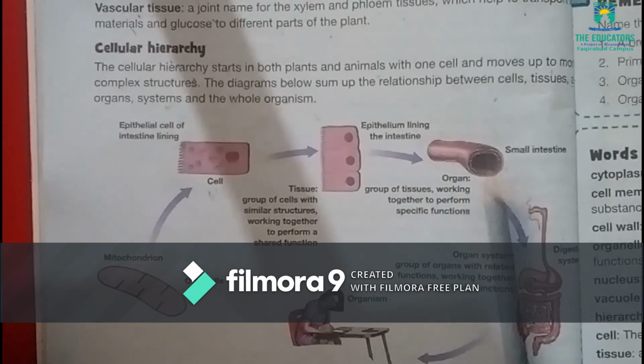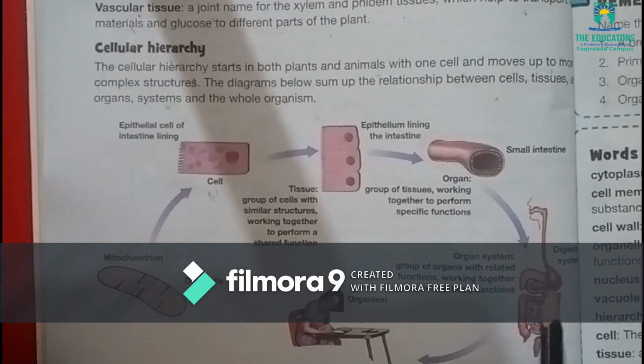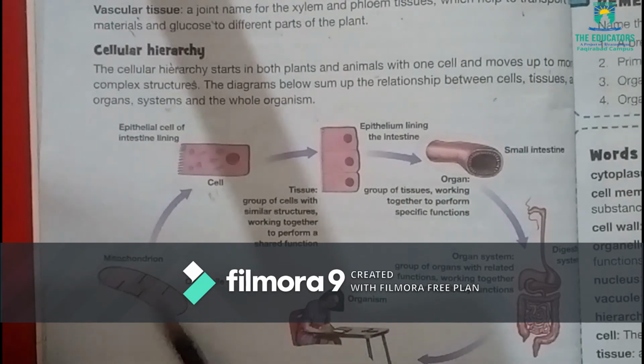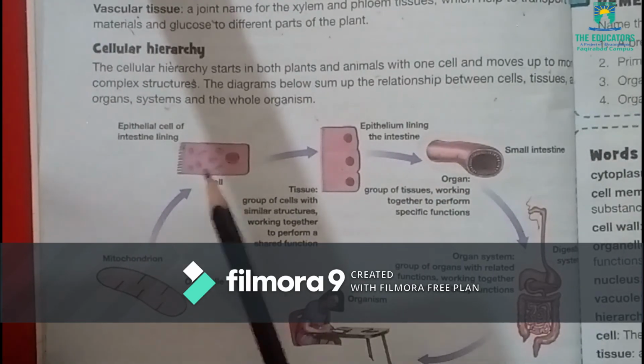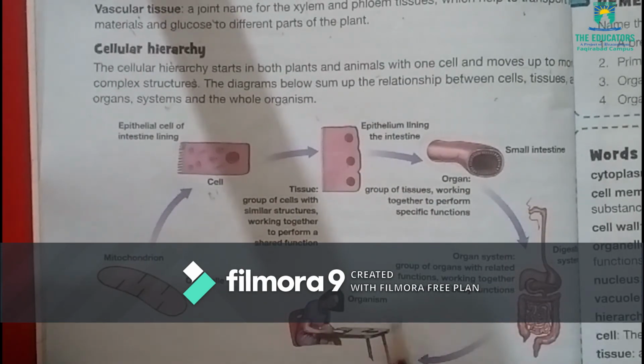A group of organs with related function working together to perform body function can make an organ system. Different organ systems combined together make an organism. It's a cellular hierarchy of human. In human: first cell, then tissue, organ system, organism.